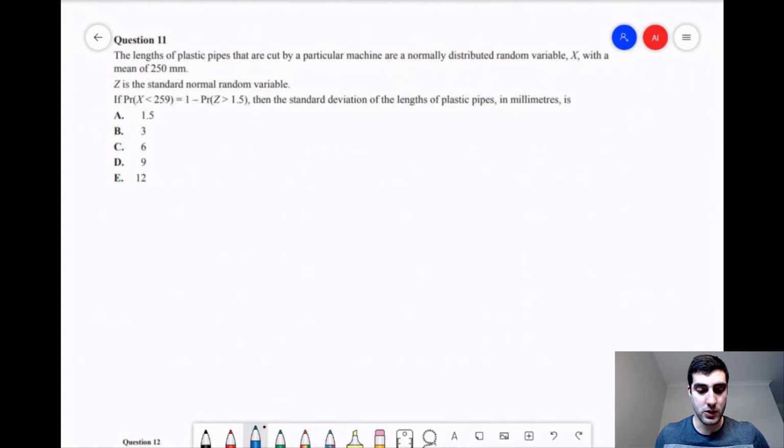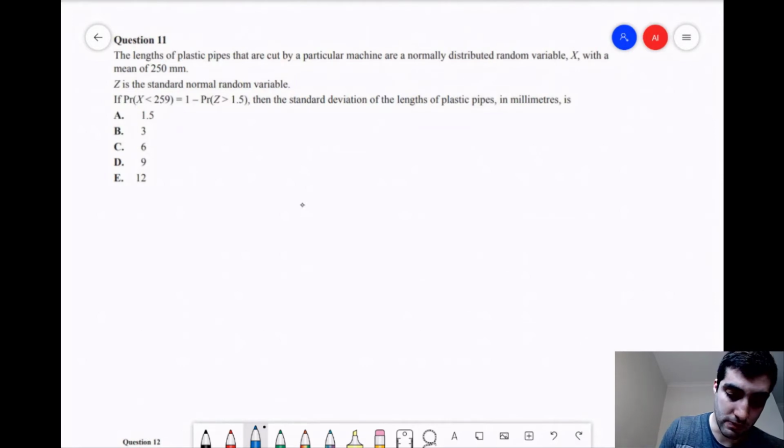So question 11 reads, the lengths of plastic pipes that are cut by a particular machine are a normally distributed random variable X with a mean of 250 millimeters. Z is the standard normal random variable. If the probability of X is less than 259 is equal to 1 minus the probability Z is greater than 1.5, then the standard deviation of the lengths of plastic pipes in millimeters is.